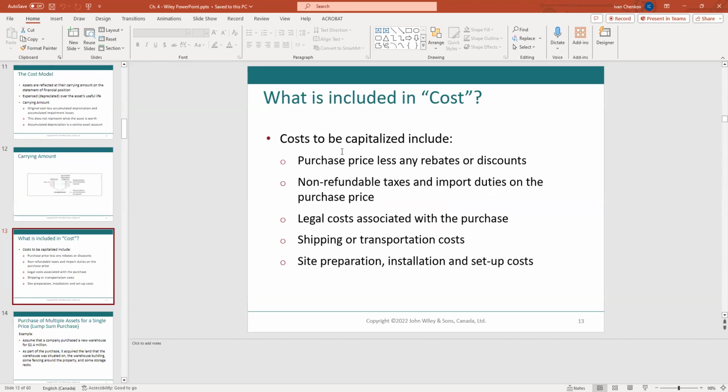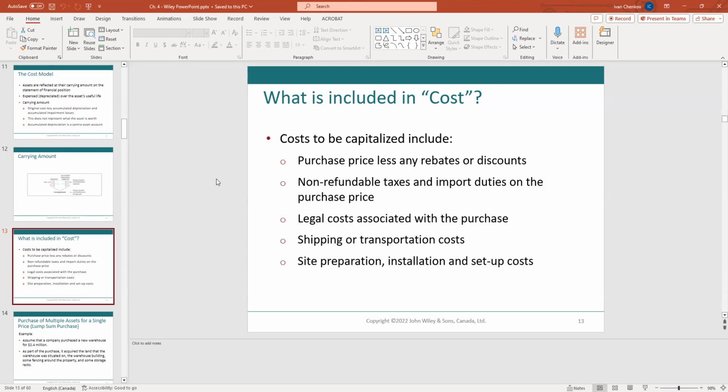Cost. Let's focus on the cost first. Cost will be the cost that we're not going to expense, we're going to carry with us on the balance sheet. So that means we're going to capitalize it. Every time you see the word capitalization, it means carrying it on the balance sheet for a long period of time and slowly reducing the value with depreciation. So what will be the cost? First, we have to include the purchase price.